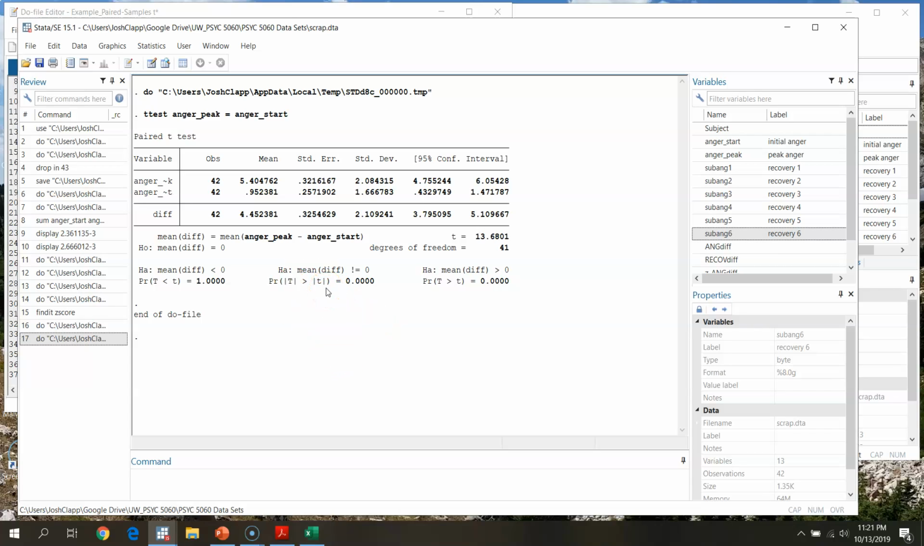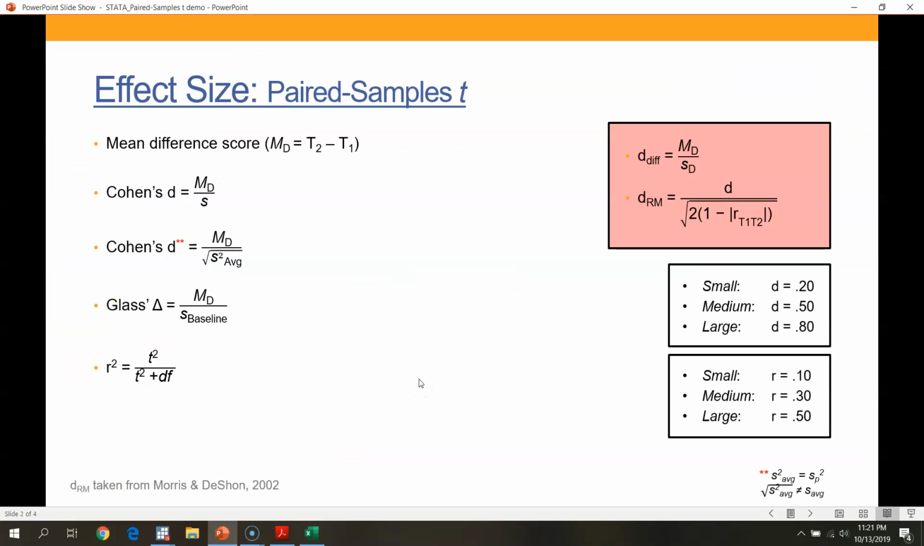Okay, so now remember, when we're talking about our effect sizes for our paired sample tests, just like our independent samples, we have some different options. Okay, so what we could do is calculate an effect size based on the mean of the difference, or the difference in the mean scores, over an average variance estimate, the square root of an average variance estimate. So this is basically our equivalent to our Hedges' g.